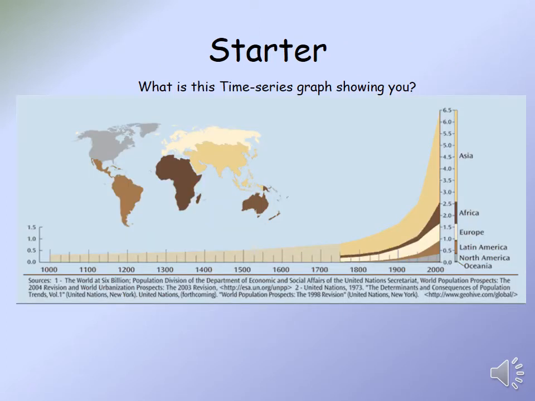Okay, by way of starter then, I have this diagram. So the question is, what is this time series graph showing you? So just looking at it visually, what is it showing you? I'll give you 5 seconds to freeze and write some things down, because this could be a typical 11 plus question.